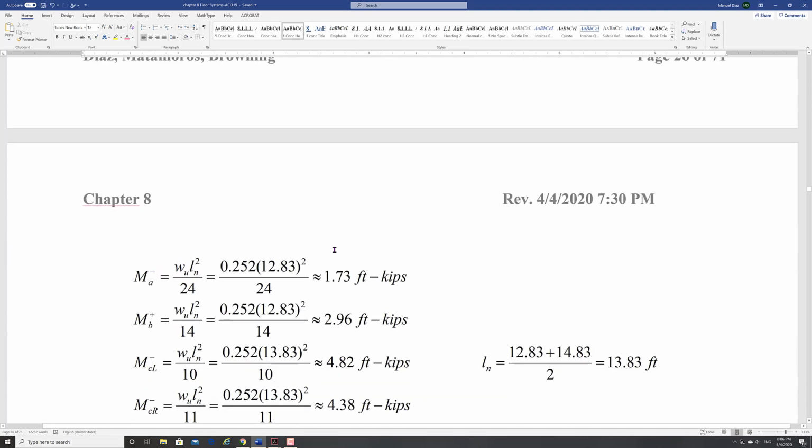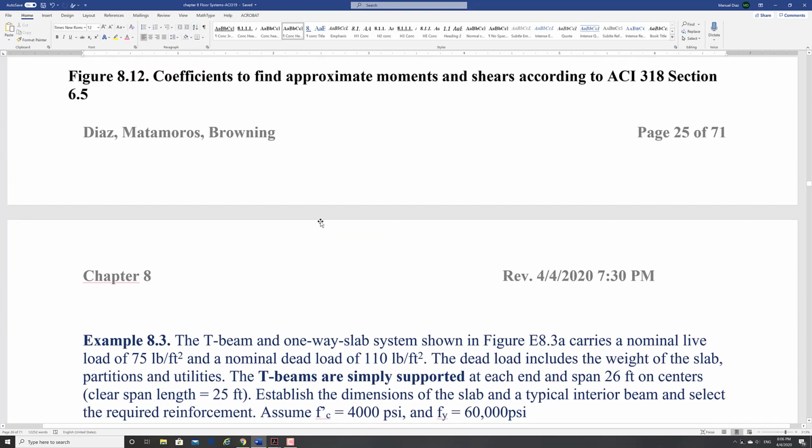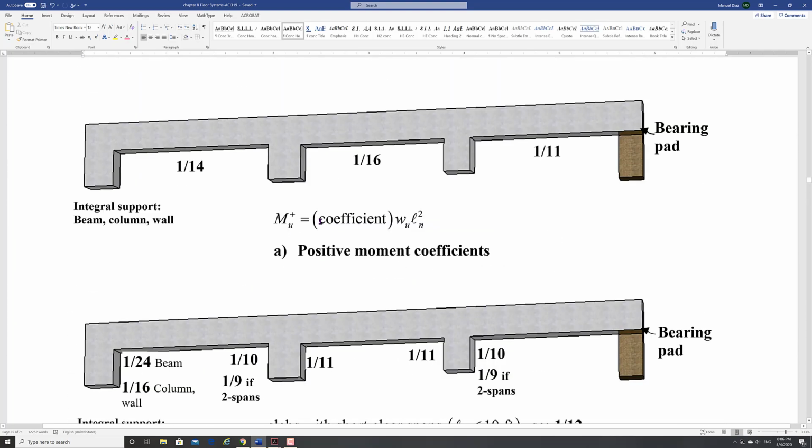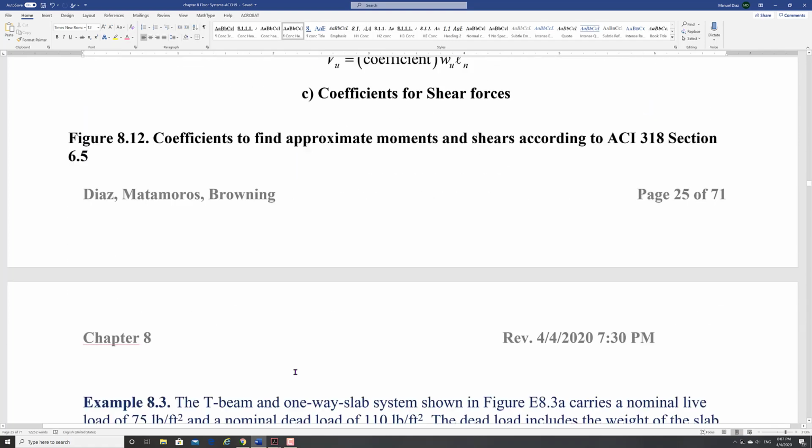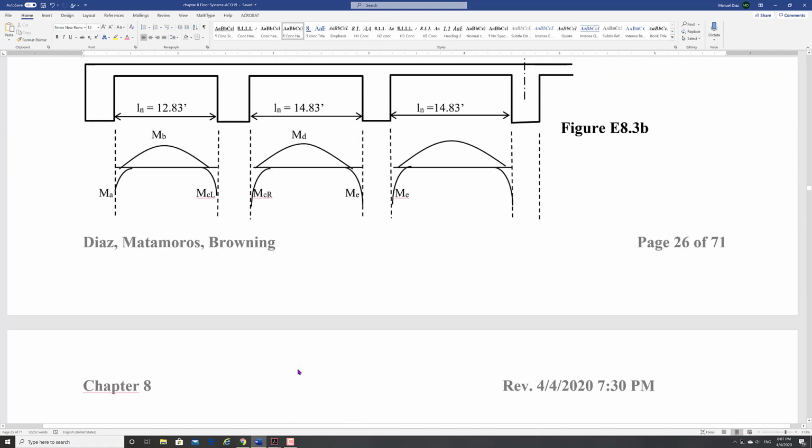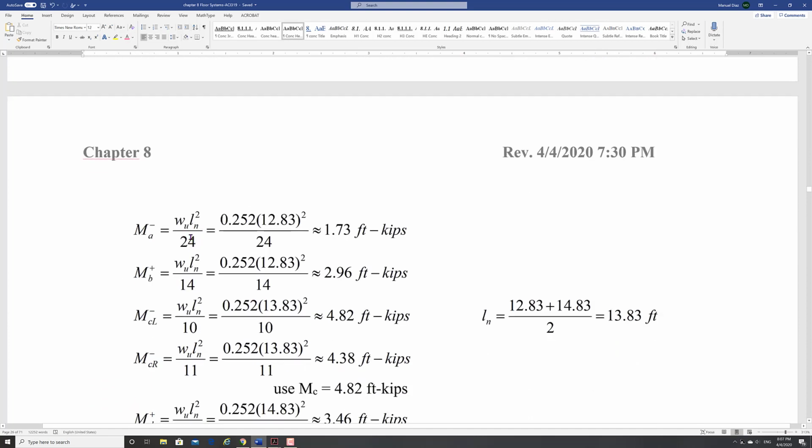This is the negative moment at the end, right? It's 1/24 because we are going into a beam. If we go into a column or into a wall, you have to use 1/16. But 1/24 for us. The first interior is 1/10, and the next values are 1/11. So we come in here, there's that one, the other negative value 1/10, the other negative value 1/11.